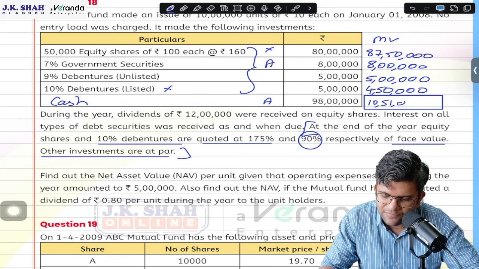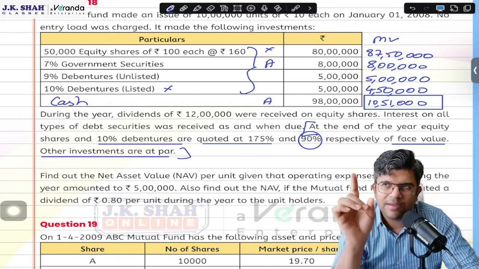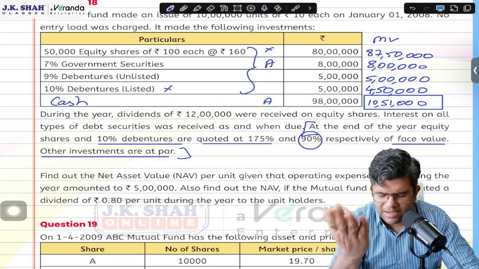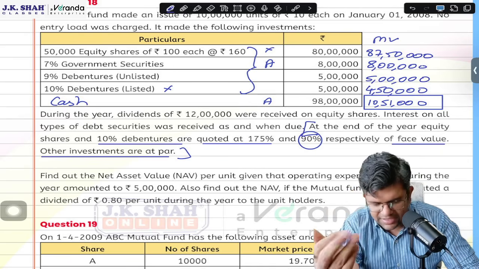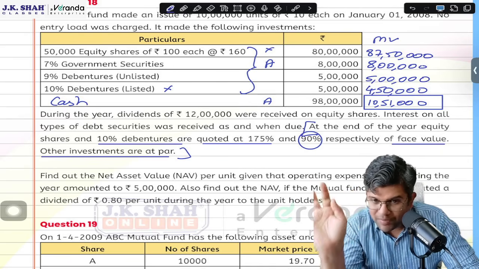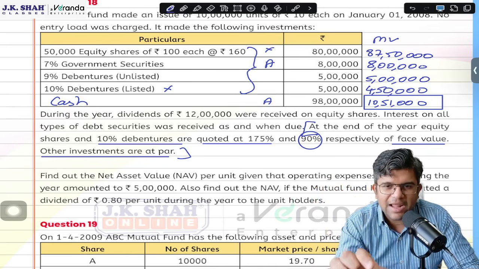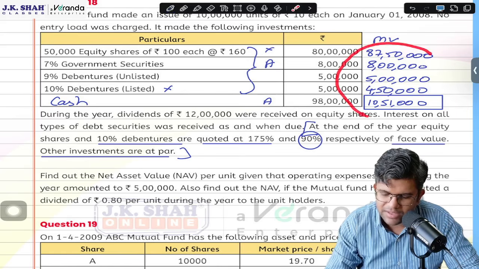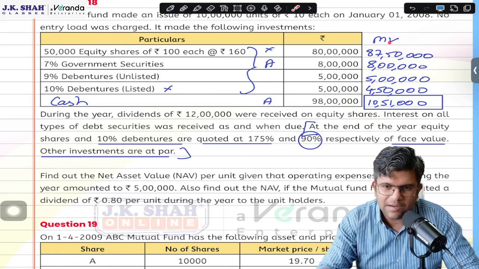10 lakh 51,000. What all came in? 1 crore came, 98 lakh went, dividend, interest, operating expense. Can I say like that? Last 10 lakh 51,000 was left. So can someone now tell me what is the total market value of the assets held by the fund?